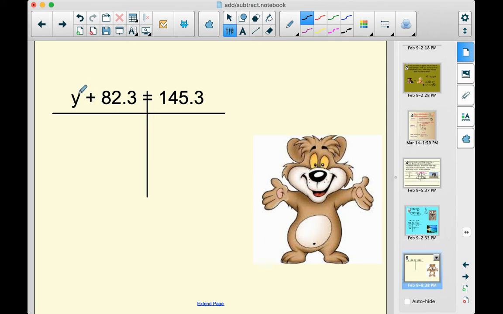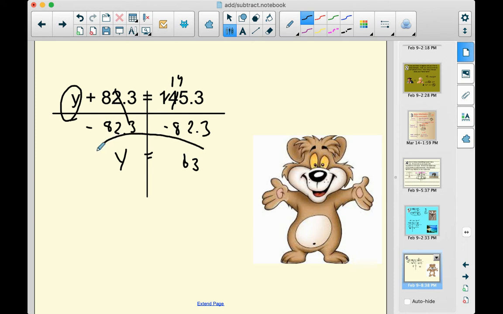Okay, so again, on this problem, y is what we're trying to get by itself. It's being added to this, so we're going to subtract that number to get rid of it. But I have to do it to both sides. Okay, so that gets me y equals. Remember, subtracting decimals, I need the decimal point lined up. 3 minus 3 is 0. 5 minus 2 is 3. Got to borrow here. 14 minus 8 is 6. So I get 63. The 0 would be after the decimal point. I don't need a point 0. And my answer is a whole number, 63.